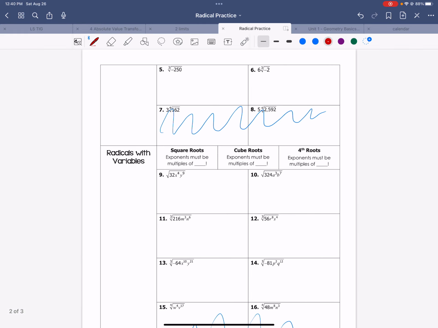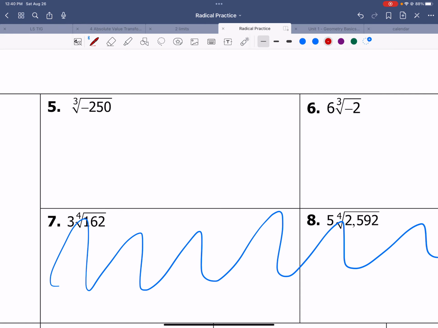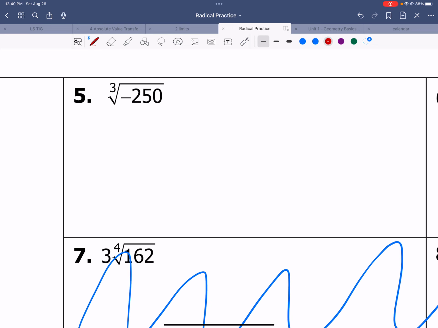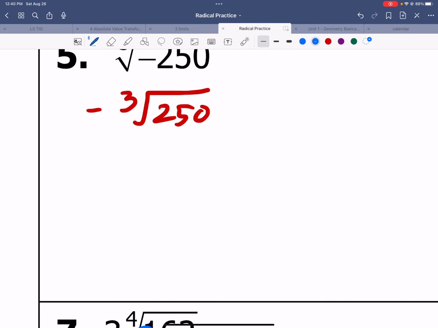So let's go to the next page. Let's do this one: 3 cube root of negative 250. Unlike square root, with cube root you can have a negative inside. When you have a negative inside, the first thing I want you to do is just take the negative out, because that's not going to change anything. So let's break down 250. I can break this into 25 and 10, because I don't want to divide by 2. That's a waste of time. 25 I can break into 5 and 5, and 10 into 5 and 2.